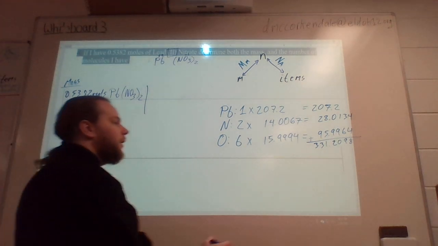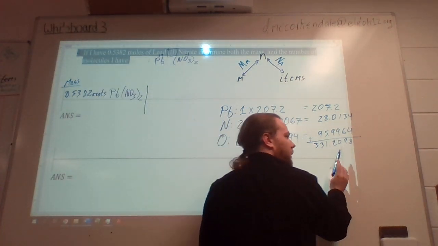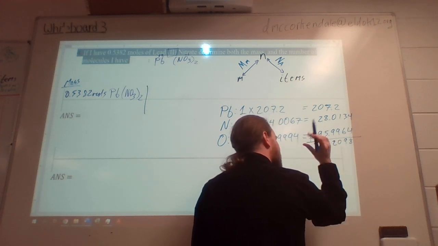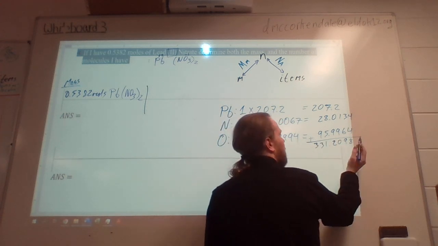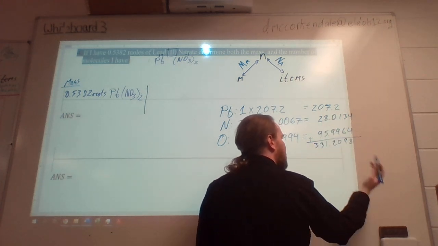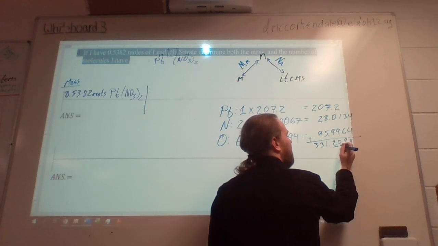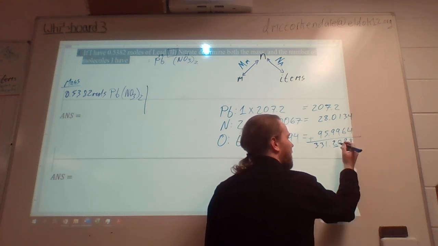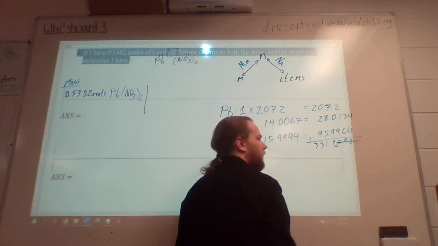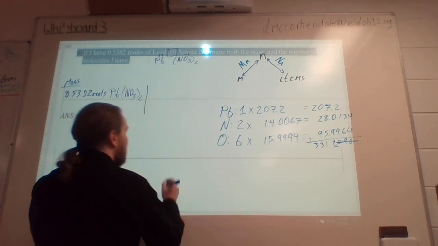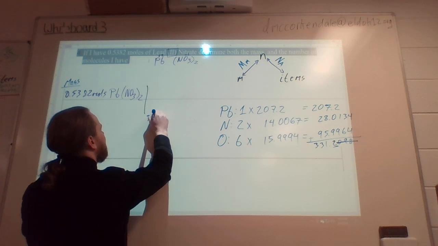So that is going to give us 331.2098, but we have to do our sig figs on this. So with 6, 6, and 4, we want 4. So we're going to round at the 2. And since the 0 is less than 5, we just drop the rest of that, which is going to leave us with 331.2.